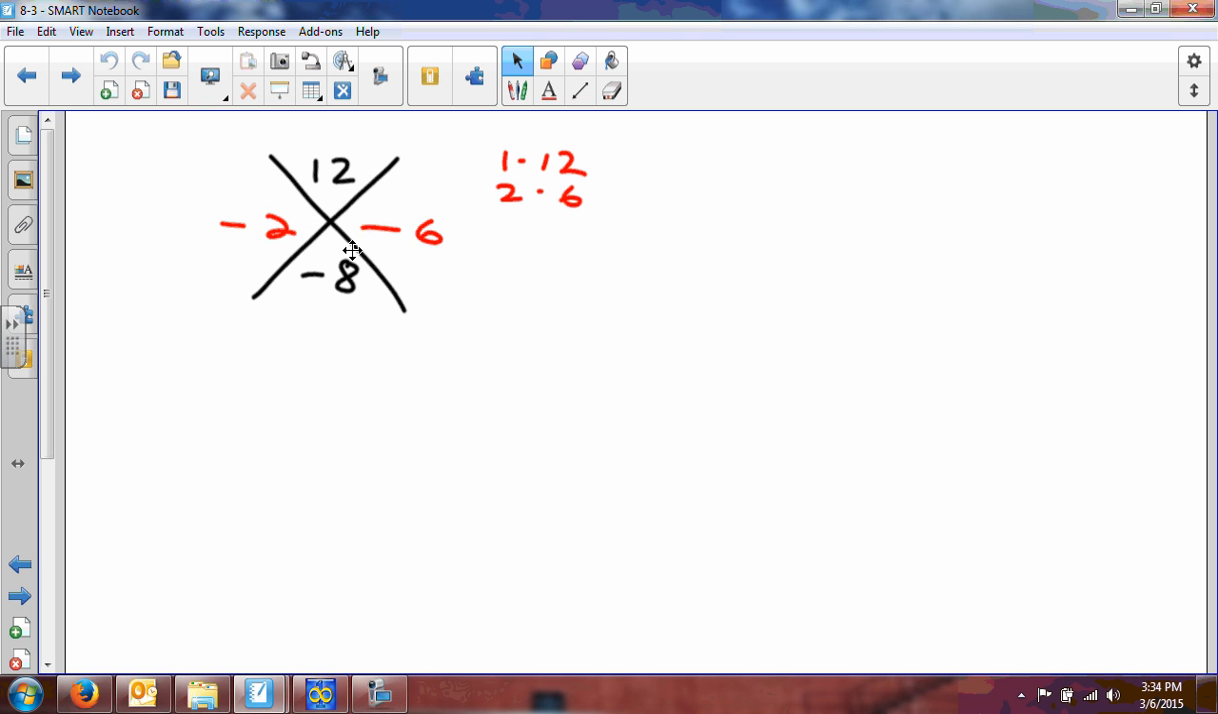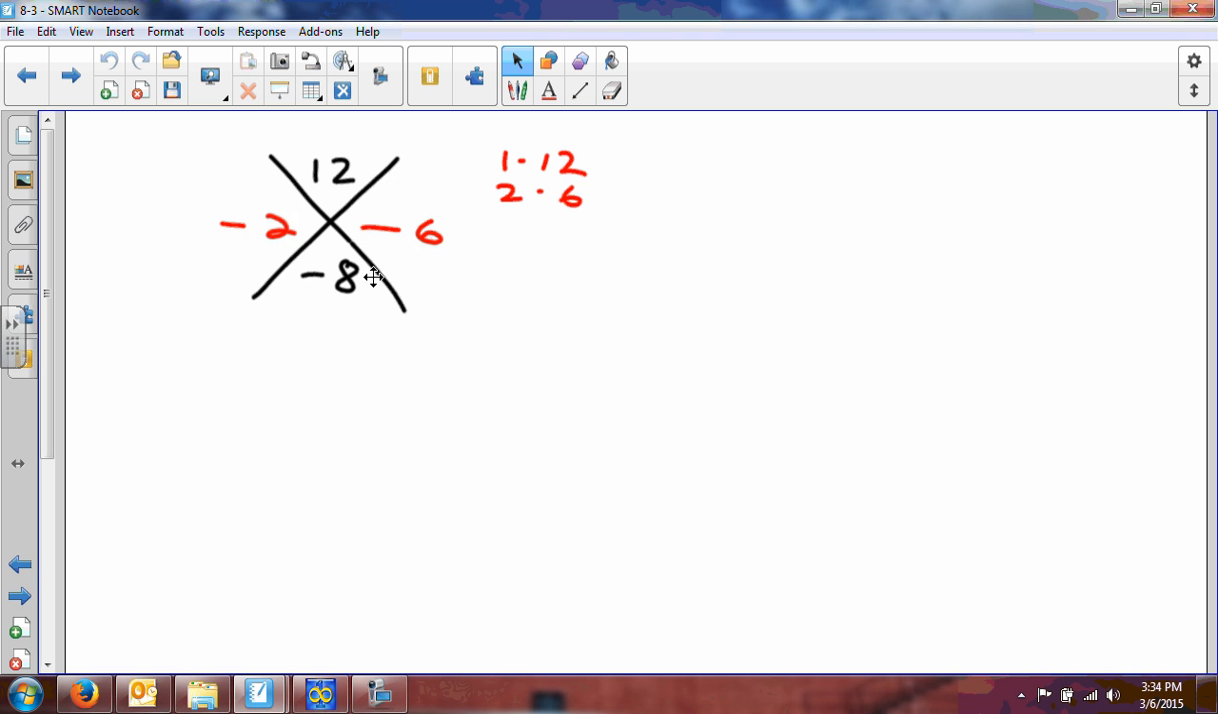Now here's a little bit different. We're going to throw in some negatives. 12 on top, negative 8 on bottom. Positive 12: the only way to get to a positive is positive times positive or negative times negative. If we're going to have a negative down here, we're going to be using some negatives. So this one we know we're going to have two negatives.